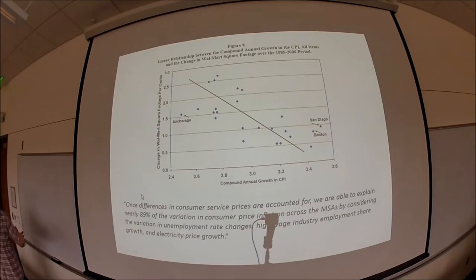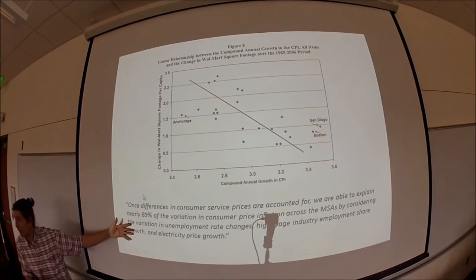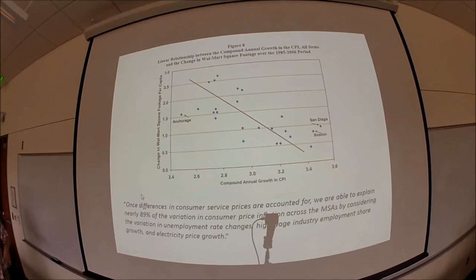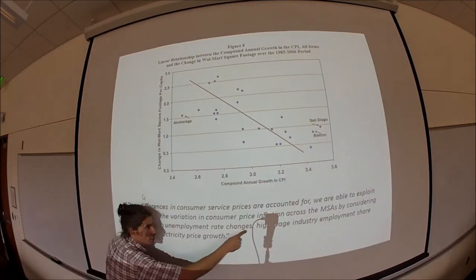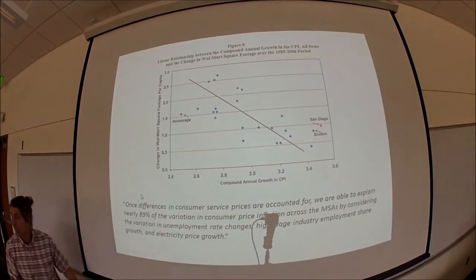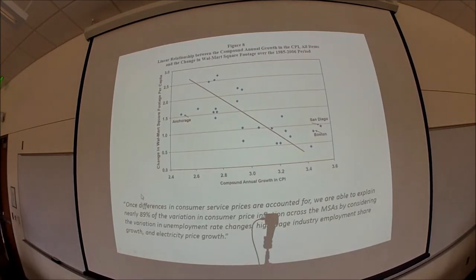And as if to reinforce my doubt, I read this paragraph towards the bottom, and then I stopped reading. I didn't read the back 30 pages at all. "Once differences in consumer service prices, i.e. rents, electric, all that stuff, are accounted for, we are able to explain nearly 90% of the variation in consumer price inflation by considering the variation in unemployment rate changes, high wage industry employment share, and electricity price growth." Not one of those things does Walmart have control over. Yet 90% of the variation in the CPI is being explained by things they have no control over.